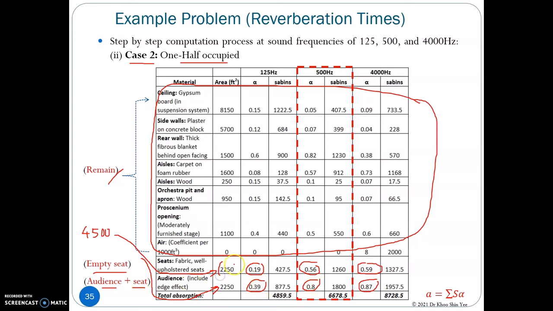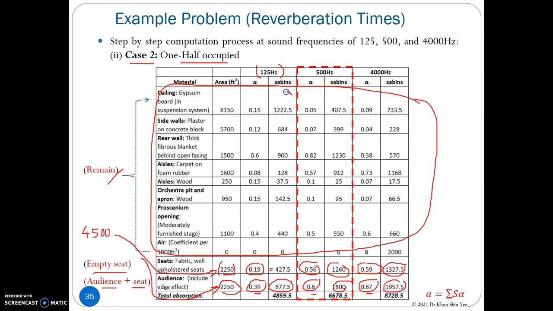Then you can continue take the 2,250 of the empty seat, multiply 0.19 for each seat to be 400 something sabins at 125 Hz. So you continue take the 2,250 multiply with 0.56, you should obtain this answer, and take 2,250 multiply with 0.59, you should obtain this answer. By repeating the same procedure, you take the number of seats together with the audience here, multiply with the corresponding alpha, then you should obtain the corresponding absorption.